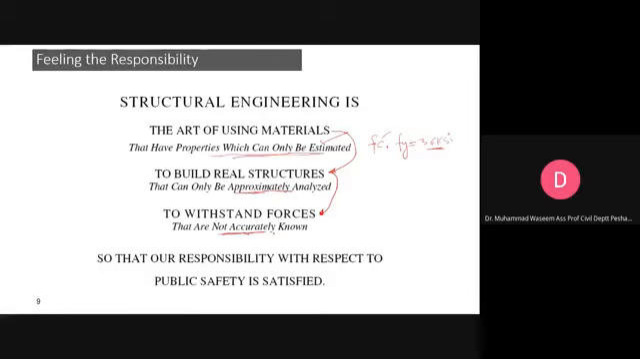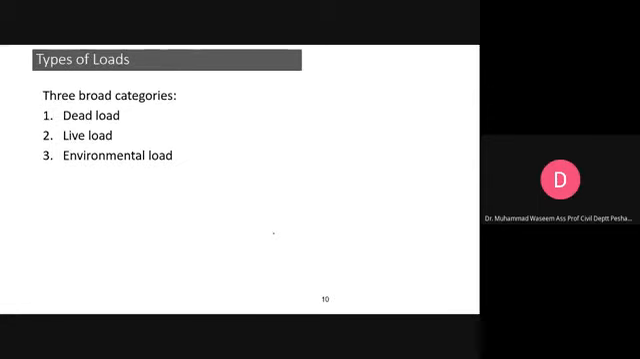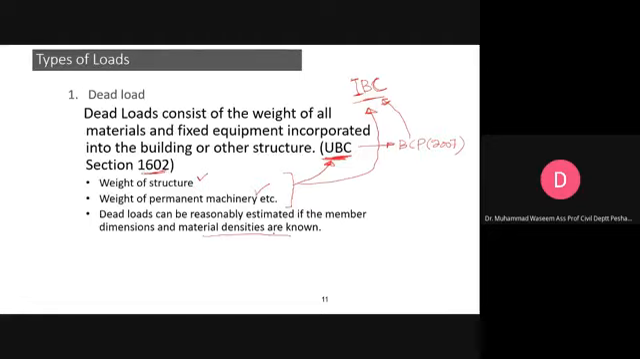All of this should be in our mind whenever we are going for the design of any structure. Okay, so loads, as I told you, during the lifetime of the building, there will be different types of loads acting over your structure. So we can classify them as dead loads, live loads, and environmental loads. So dead loads.